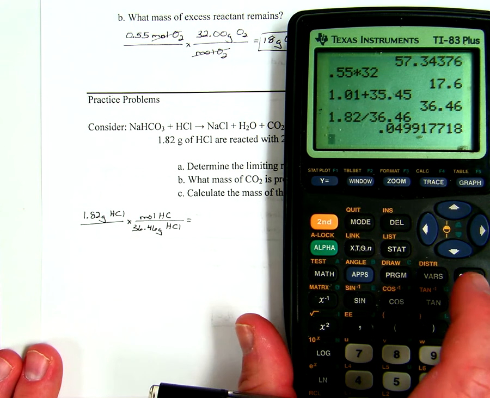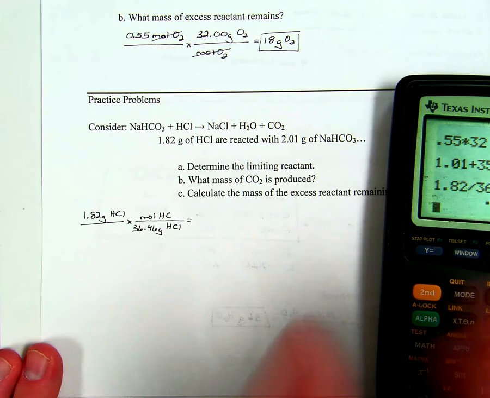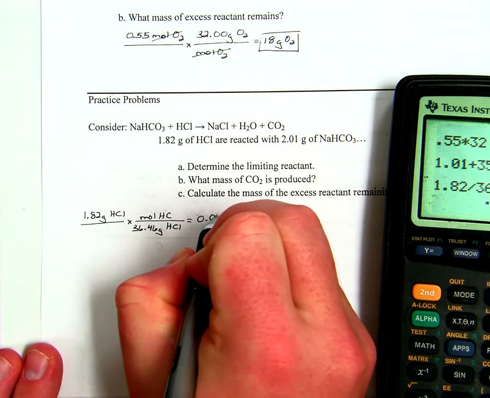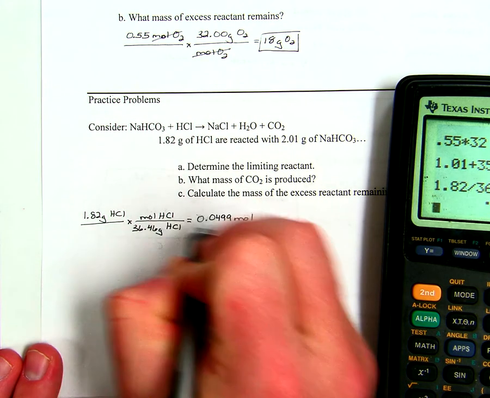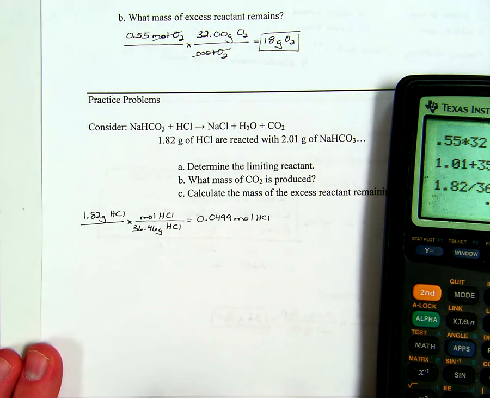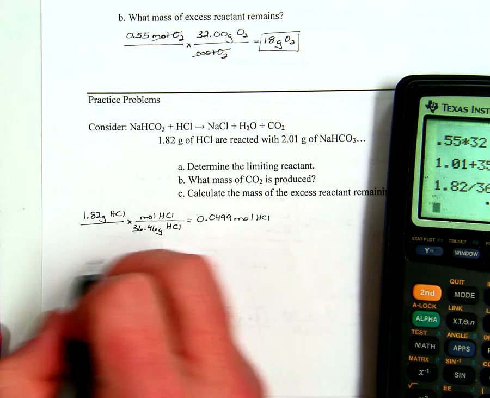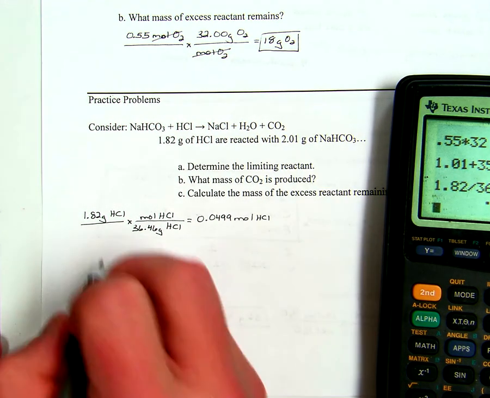0.0499 moles of HCl. And then I do the same calculation for the sodium bicarbonate. That's 2.01 grams of NaHCO3.